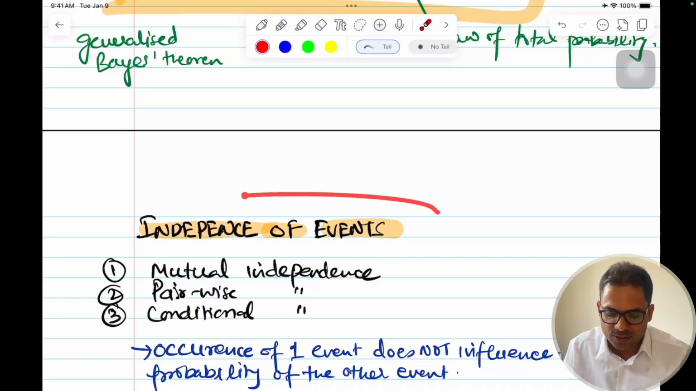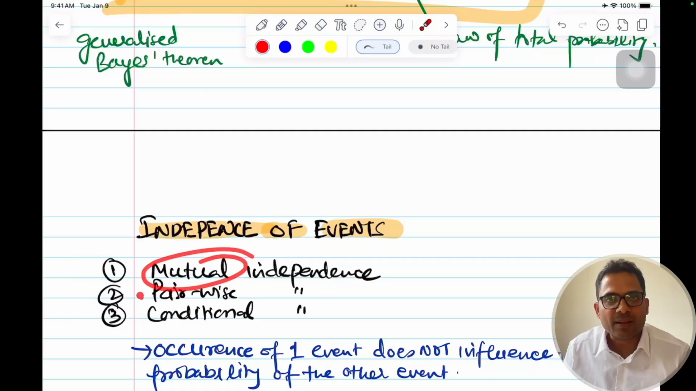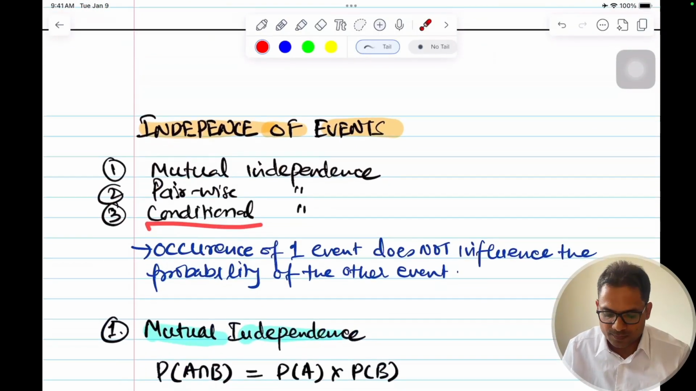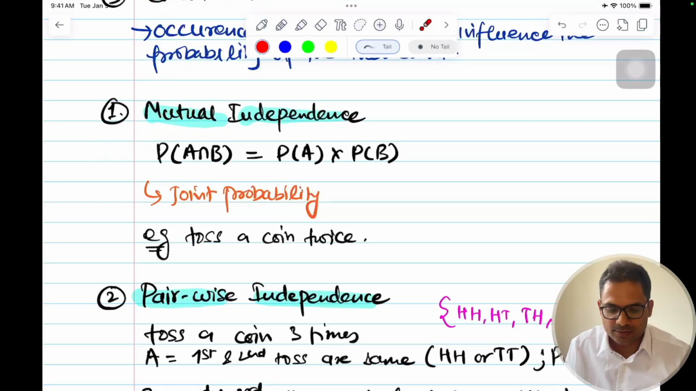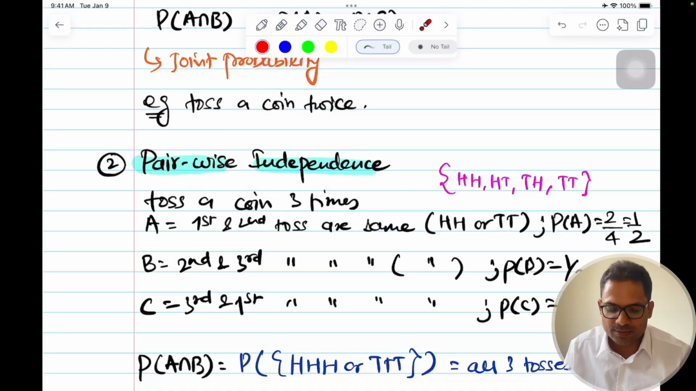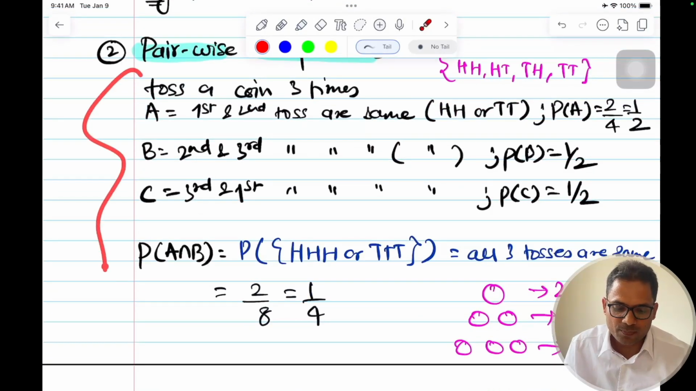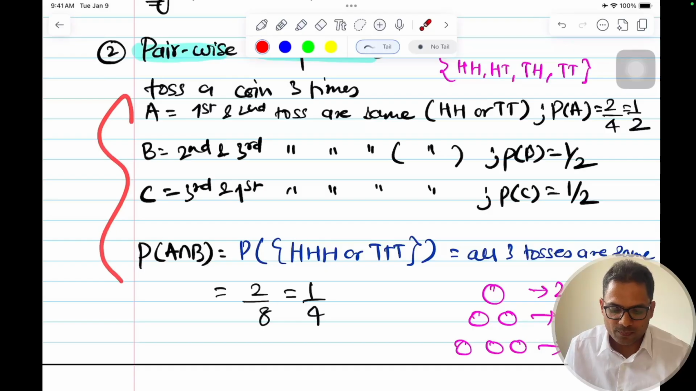After that we talked about independence of events: mutual independence, pairwise independence, and conditional independence. Mutual independence is our normal independence that we talked about earlier, where P(A intersection B) is P(A) times P(B). Then we saw pairwise independence, where we tossed the coin 3 times, and A was that the first and second toss are the same. We found that the events were pairwise independent but not mutually independent.